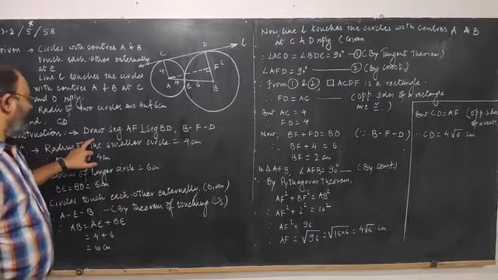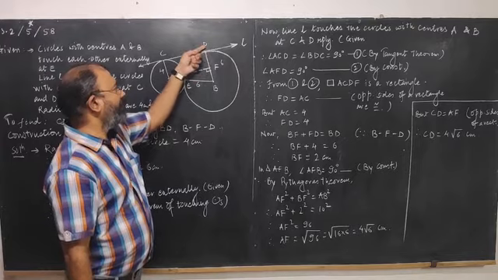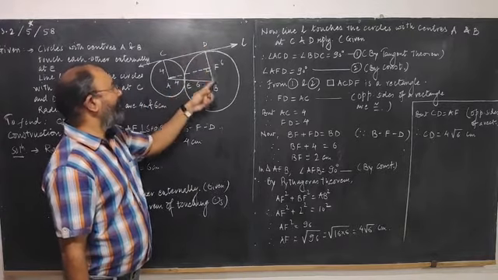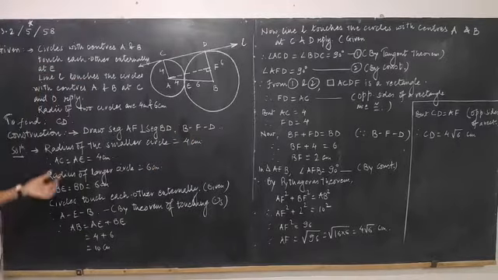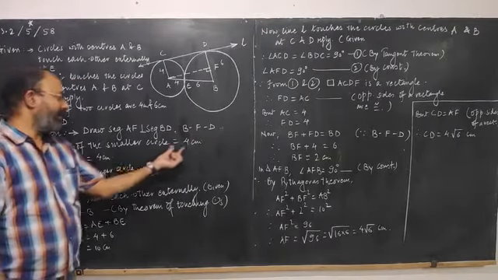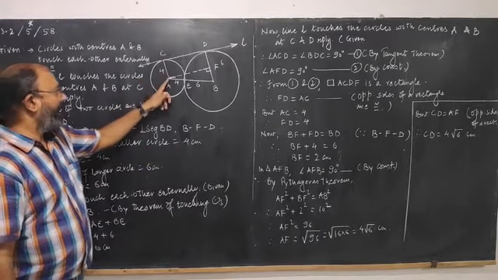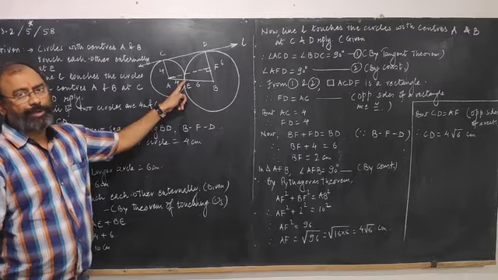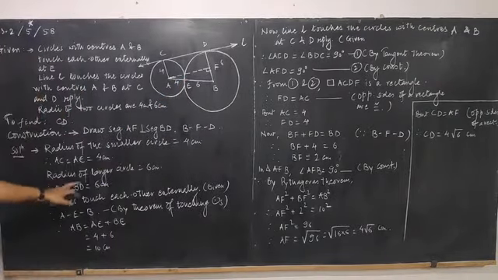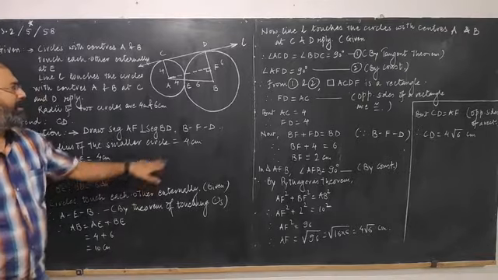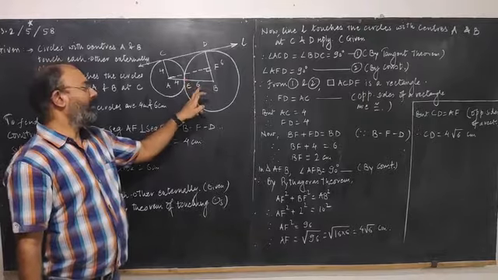We have done a construction. We have drawn segment AF perpendicular to segment BD. F lies between B and D. The radius of the smaller circle is 4 centimeters. Therefore, distance AC will be 4 as well as AE will be 4, because both are radii of the same circle. The radius of the larger circle is 6 centimeters. Therefore, distance BD and distance BE will be equal to 6 centimeters.